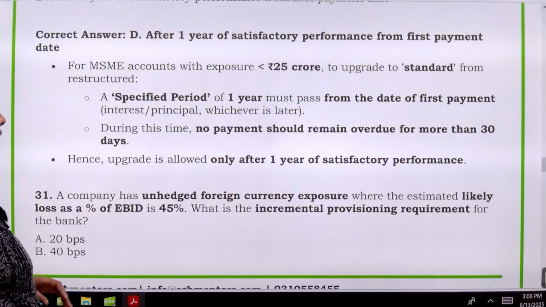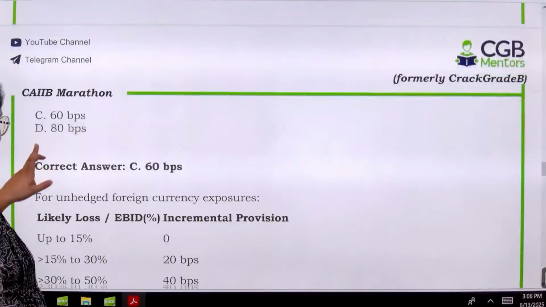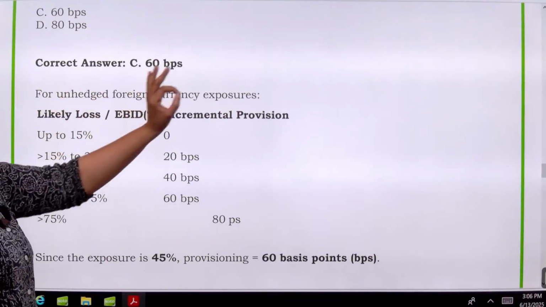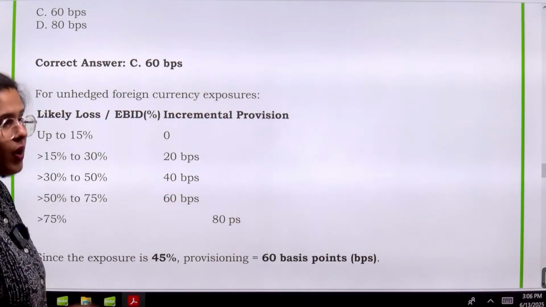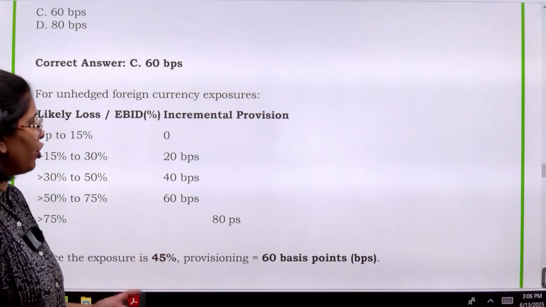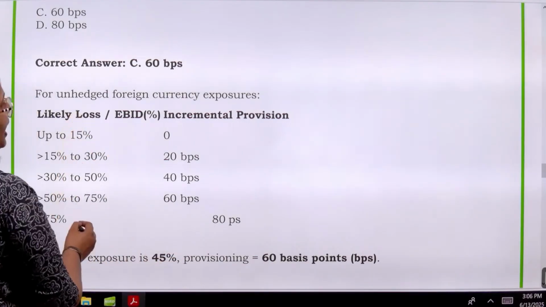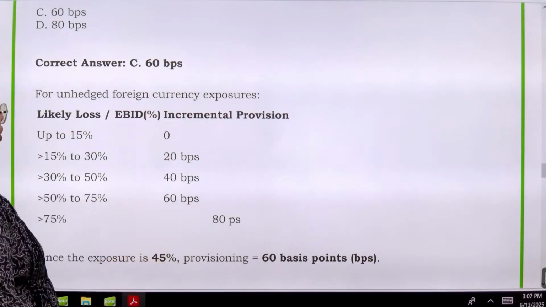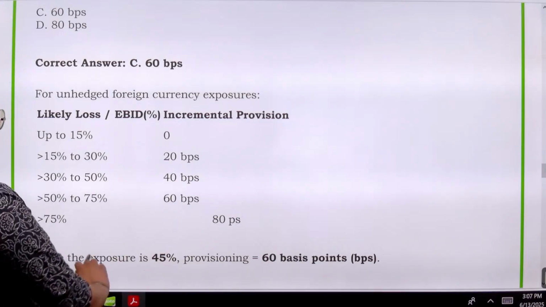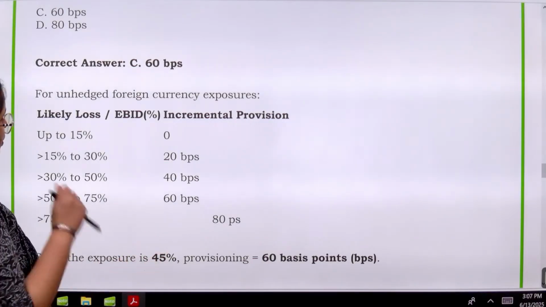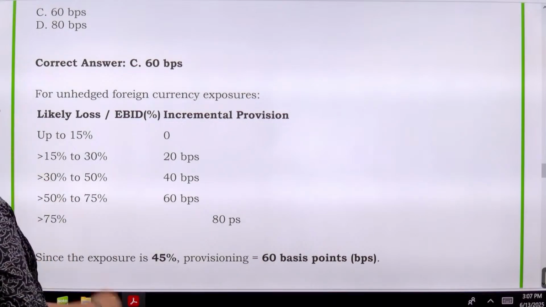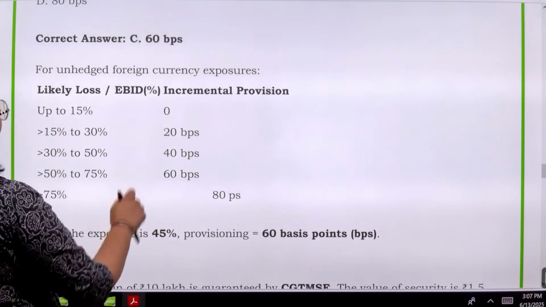Now, a company has an unhedged foreign currency exposure where the estimated likely loss as a percentage of EBID is 45%. So, what is the incremental provisioning requirement for the bank? See this? For unhedged foreign currency exposure, unhedged means you have not taken a counter position to save yourself. In this case, this is your likely loss and this is the incremental provisioning you have to do, right. Since the exposure is 45%, the provisioning is going to be 60 basis points, right. This is the incremental provisioning.